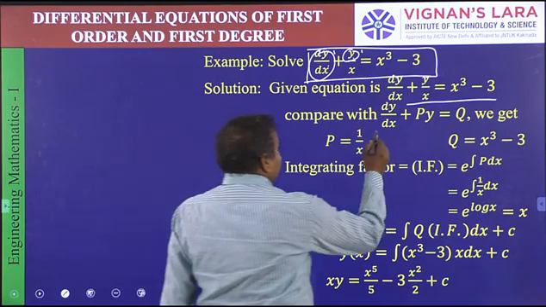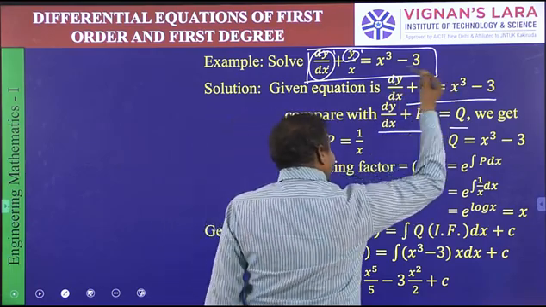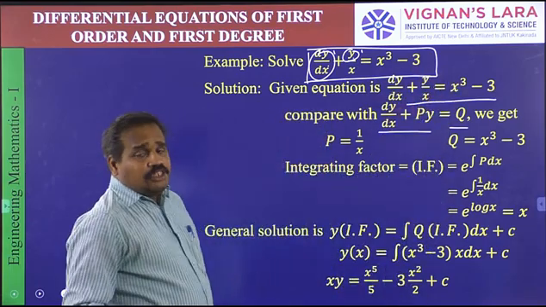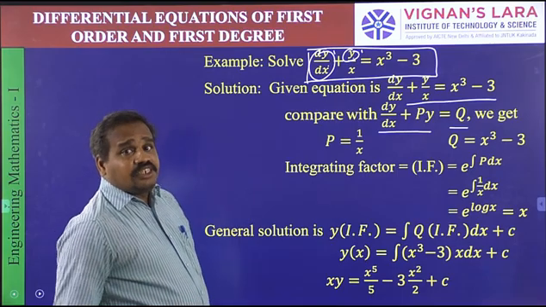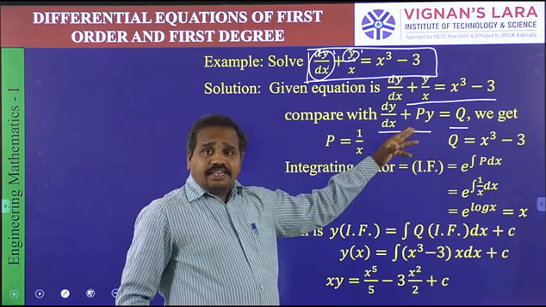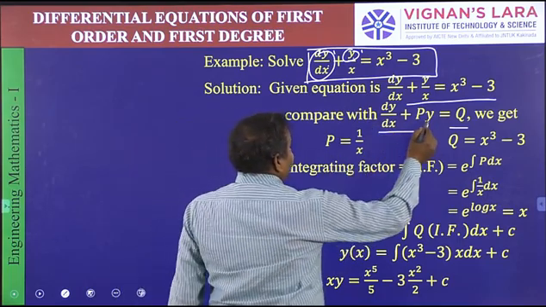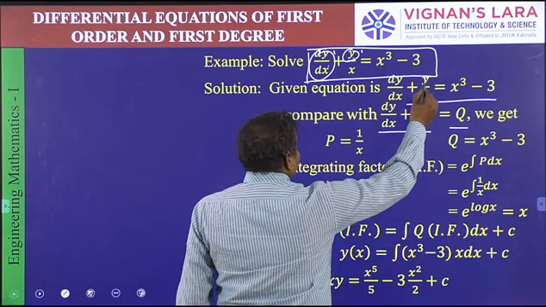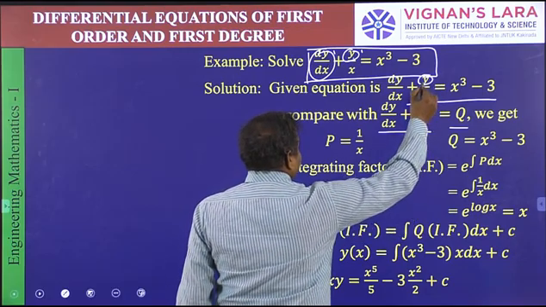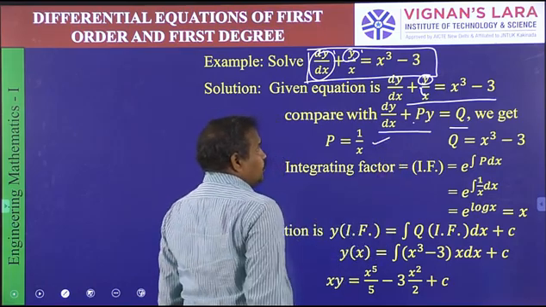The given equation is dy by dx plus y by x is equal to x cube minus 3. What is the first step? Compare with the standard form. The given problem is already in the standard form, so there is no need to convert it. Directly compare it with dy by dx plus p into y is equal to q. So what is the value of p? The coefficient of y is p. Here what is the coefficient of y? It is 1 by x. So p is equal to 1 by x.